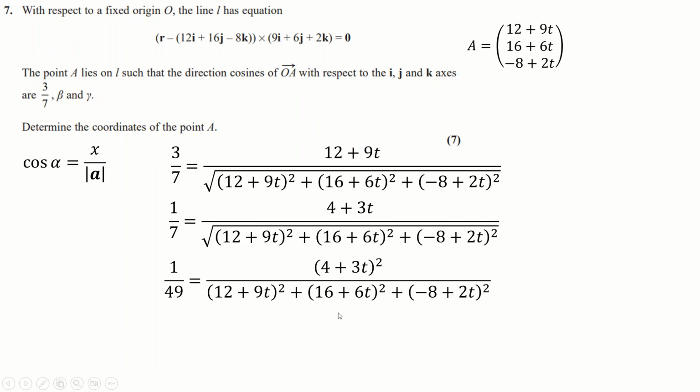We square everything. Now, squaring everything means that we've just invented a solution. You've probably seen this before. When you square stuff, you are at risk of creating solutions that don't really exist. So let's just be careful at the end of this. But for now, let's just cross multiply.